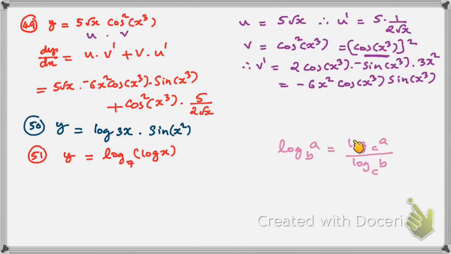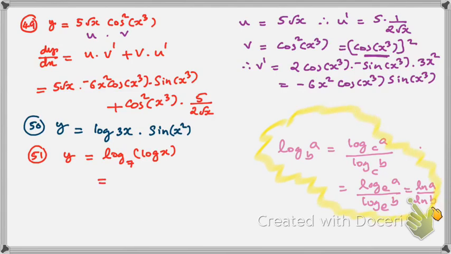So log a to the base of b is log a by log b to the new base, whatever you like. So I could also write it with base e, log a to the base of e by log b to the base of e, which is ln a by ln b. So here the base is not 7. So what I'm going to do is write log a to the base of b as log a by log b, of course base e.